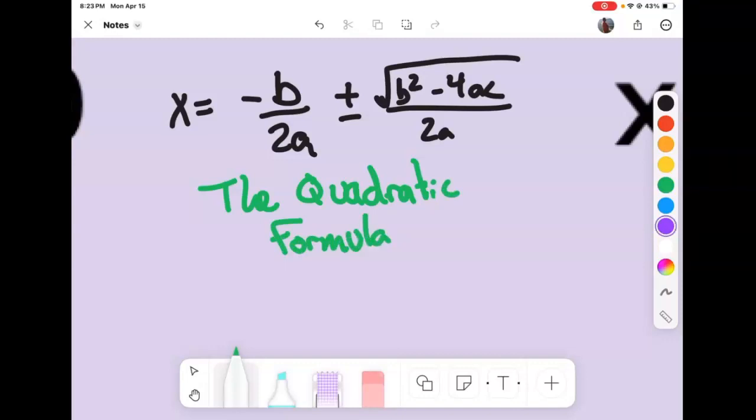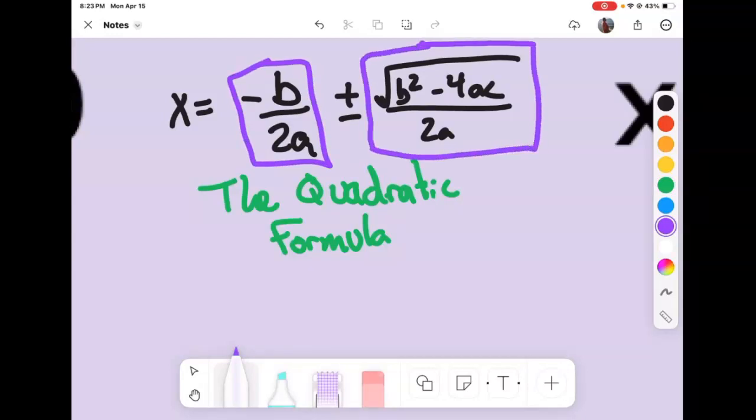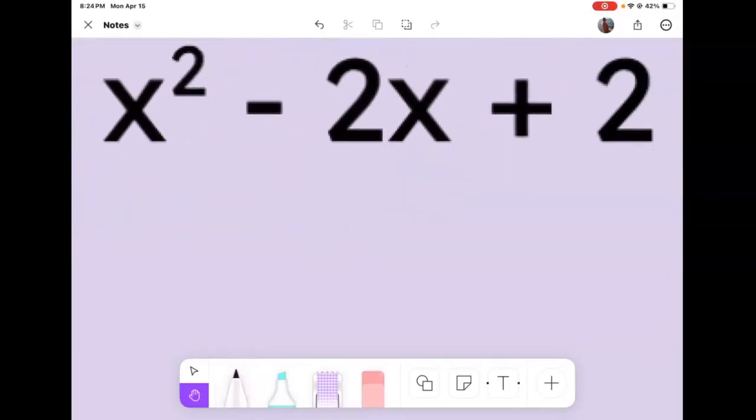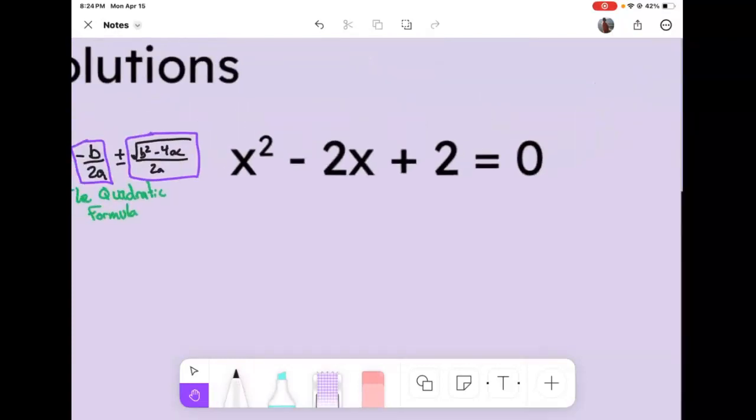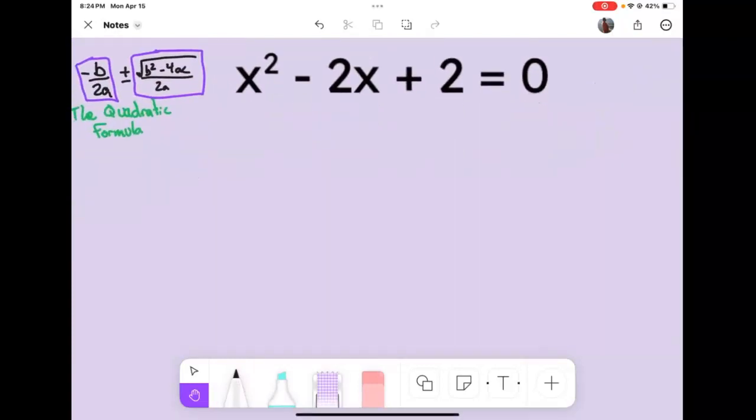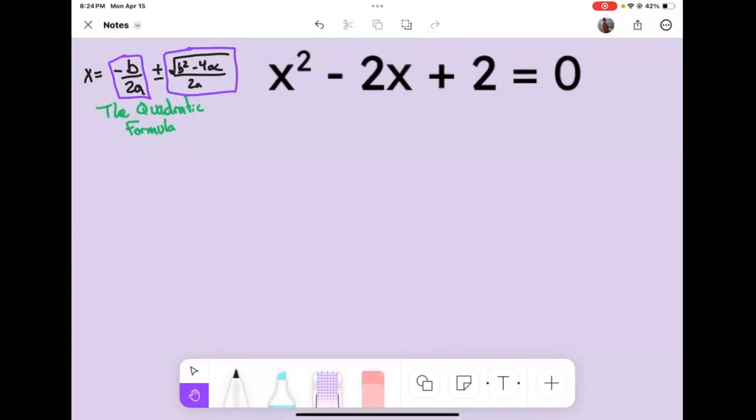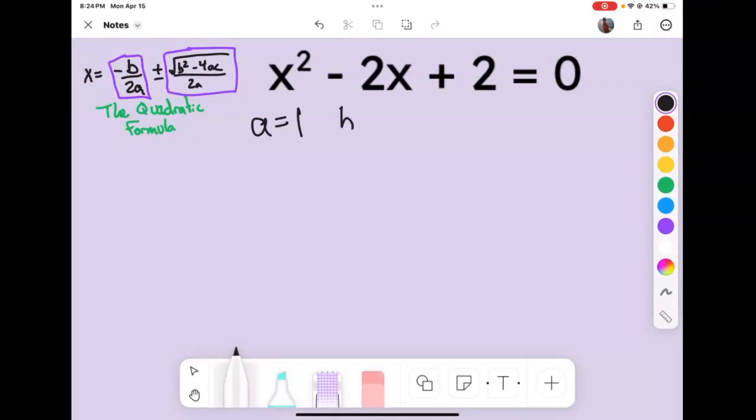So with our quadratic formula, we have our axis of symmetry, and then how far to the left or right we go from the axis of symmetry, and that's how we're going to be able to find our solutions, our roots, our zeros. So if we come and take a look at our problem, we can see, if we're using our formula here on the side, that our a value is 1, our b value is negative 2, and our c value is positive 2.